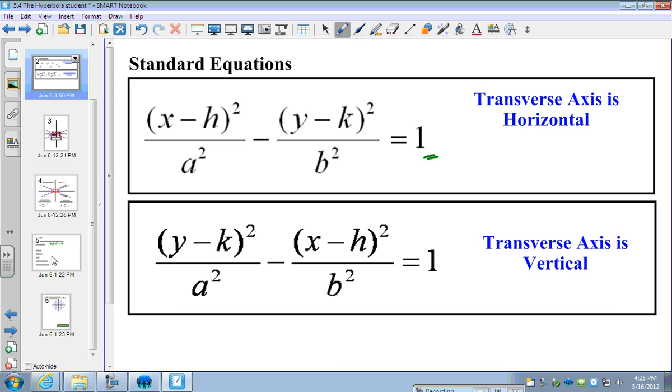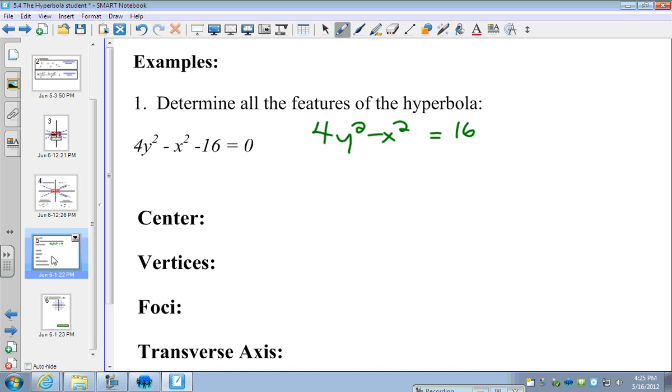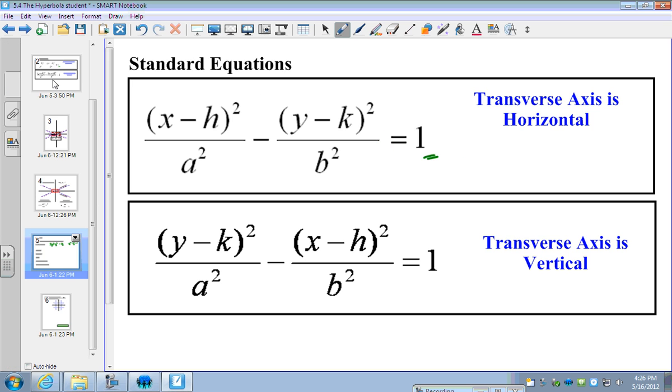Okay. So in this case, if I divide everything by 16, I now get y squared over 4 minus x squared over 16 is equal to 1. Okay, notice that my y squared is positive. I'm subtracting the x squared. So that tells me right away that the transverse axis is vertical. Okay, so I'm going to make a note. It's vertical.